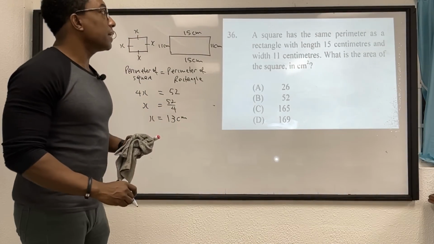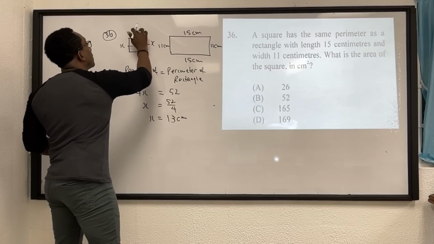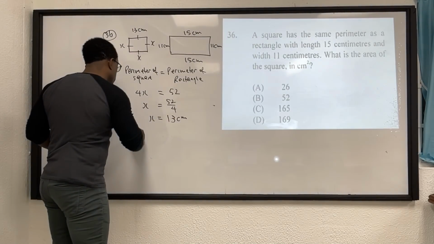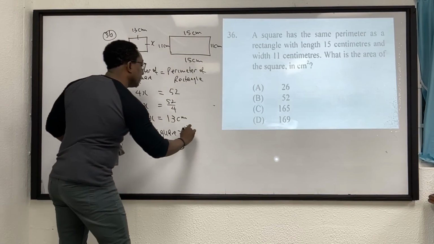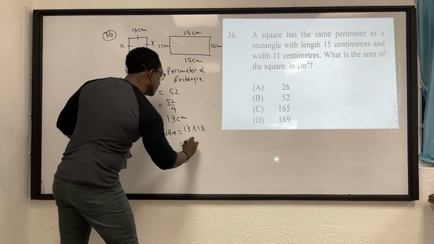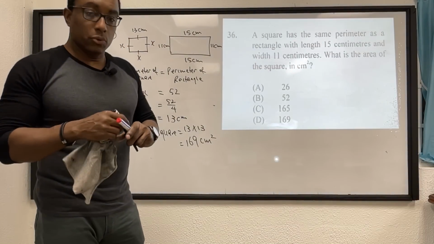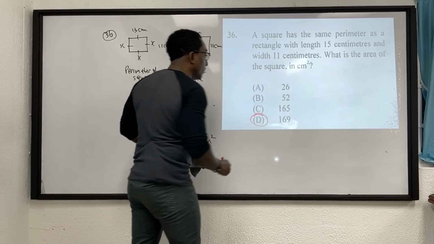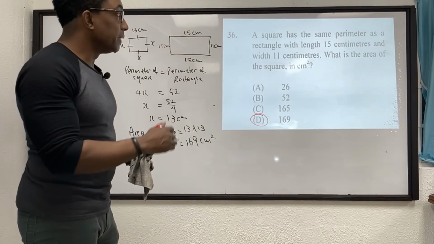And hence the question asks us to determine the area of the square. So if we know the length of one side of the square is now 13 centimeters, therefore the area of the square will be 13 by 13, 169 cm squared. Alright? So 169 cm squared, if we would have attempted the paper and we got that correct, of course the answer will be D.